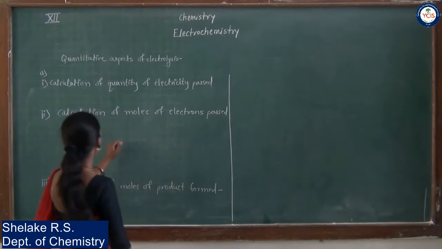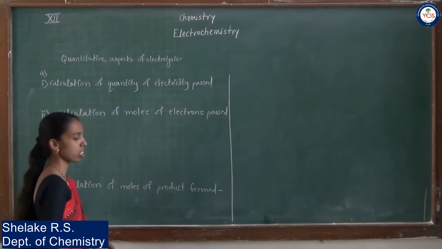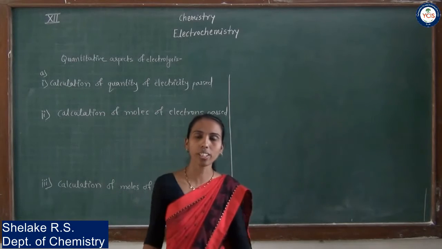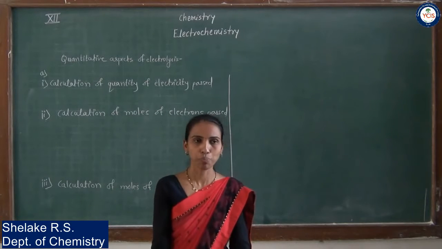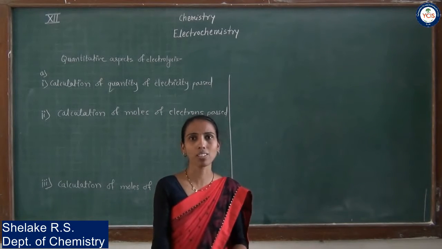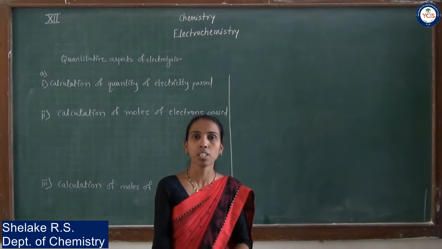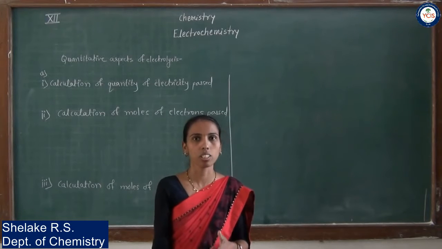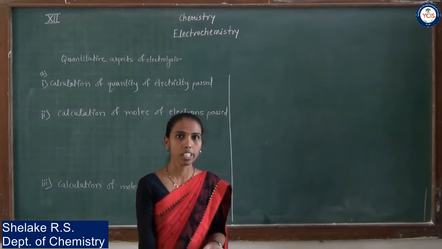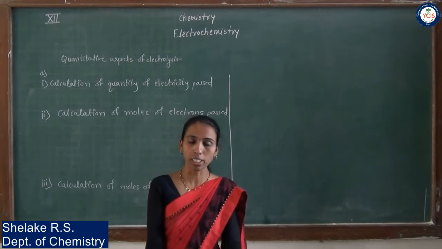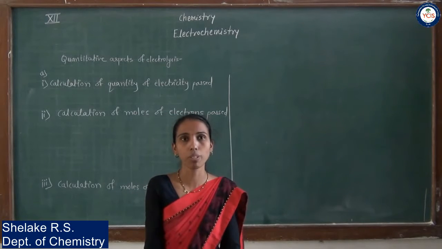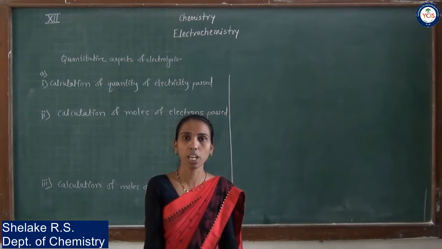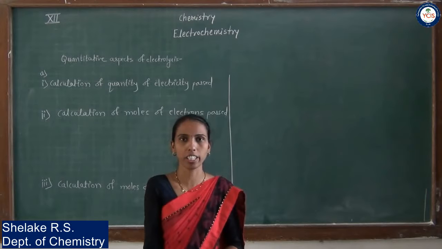So the next point of this chapter is the quantitative aspects of electrolysis. Now, quantitative aspects means what? The amount or mass of a reactant consumed in the electrochemical reaction, and the amount of product formed in the electrochemical reactions, will depend on the stoichiometry of the half reactions. Which half reactions? The half oxidation reaction and the half reduction reaction.